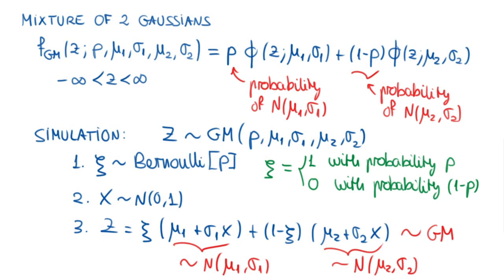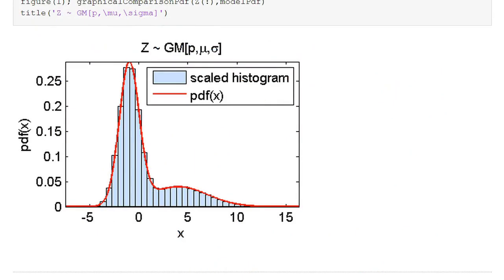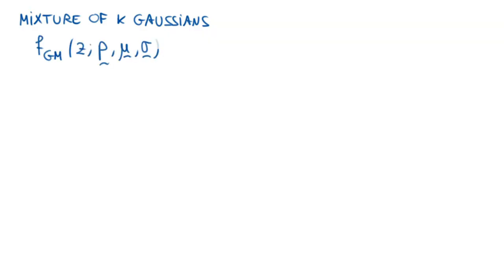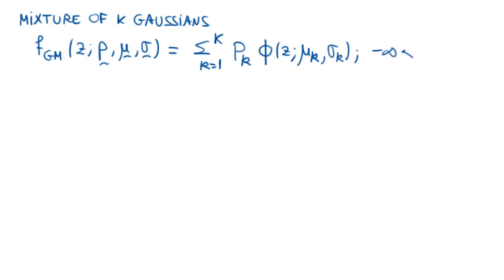Sometimes even two Gaussians are not sufficient to model the heavy tails of the distribution of log returns. We can then use a mixture of K Gaussians. The PDF of a mixture of K Gaussians is given by the sum from k equals 1 to capital K of p_k times the normal PDF of parameters mu_k, sigma_k. The variable z takes values between -infinity and infinity.